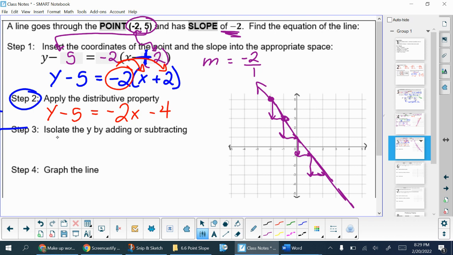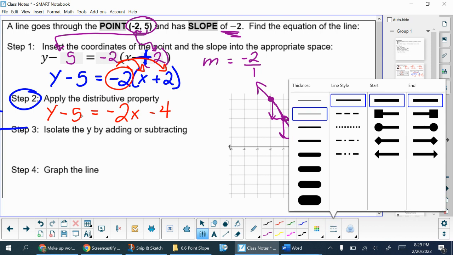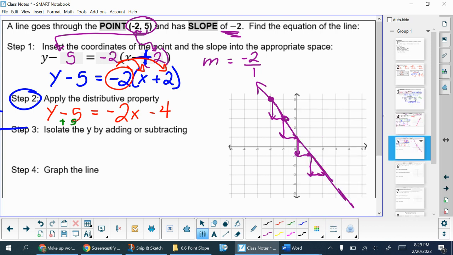Then we want to isolate the y by adding or subtracting. Well, the y has this minus 5, and the opposite of that is plus 5. So I'm going to add 5 to both sides. Usually when I do this, I will write it right below the number I know I'm going to be able to add it to. I'm not going to write it below the x because I can't combine it with the x. I'm going to write it below the negative 4 because I can combine it there.